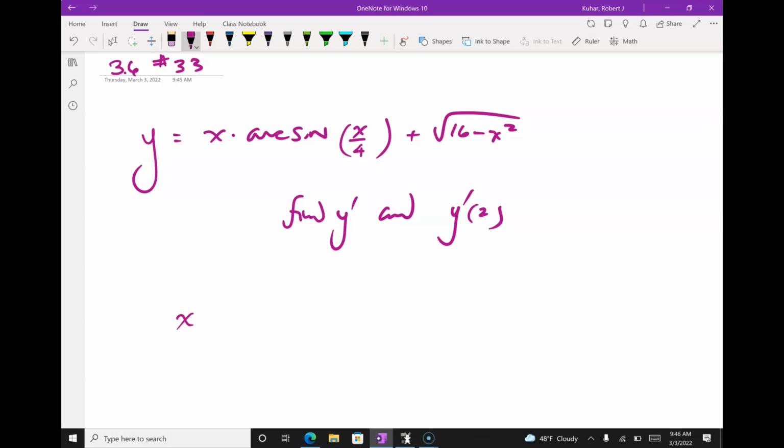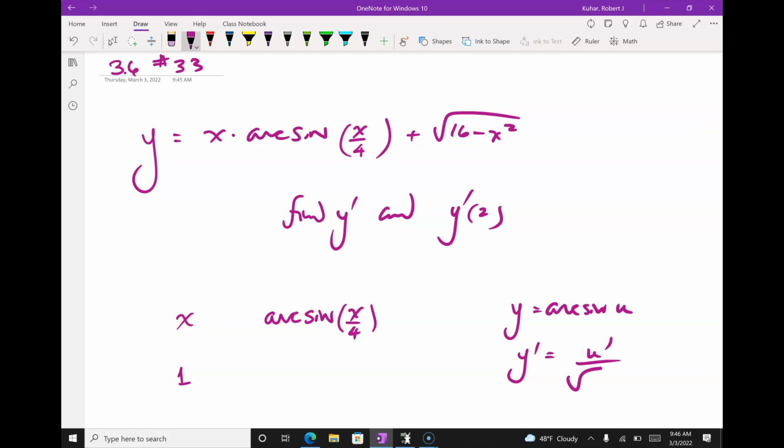So the first function is x, derivative is 1. Second function is arc sine of x over 4, right? And for that, I need a u sub. Remember, if y equals the arc sine of u, y prime is u prime over the square root of 1 minus u squared, right? I've got this written down. I've got this memorized. We derived it, right? We found out it was true by using implicit. Now you're just going to memorize and use it.